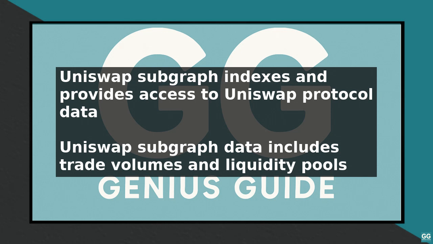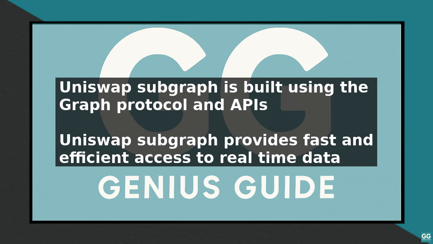One of the key benefits of using a Uniswap subgraph is that it provides fast and efficient access to data from the Uniswap protocol. This makes it ideal for building applications that require real-time data, such as trading bots or data analytics platforms. In terms of best practices, it is recommended that developers use the Graph protocol's tools and APIs to build and deploy their subgraphs. They should also ensure that their subgraph is properly indexed and updated to reflect changes in the underlying data.